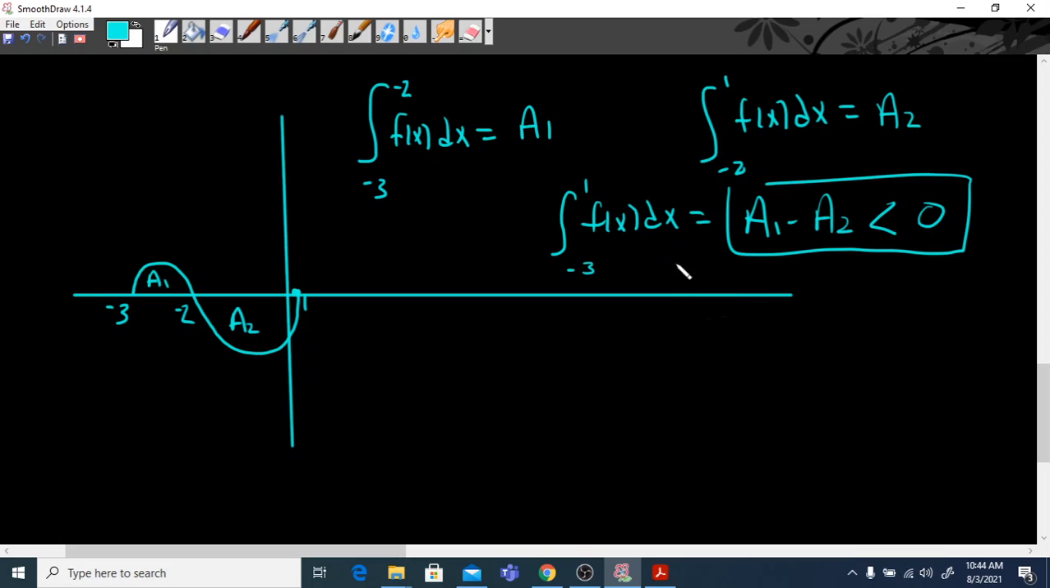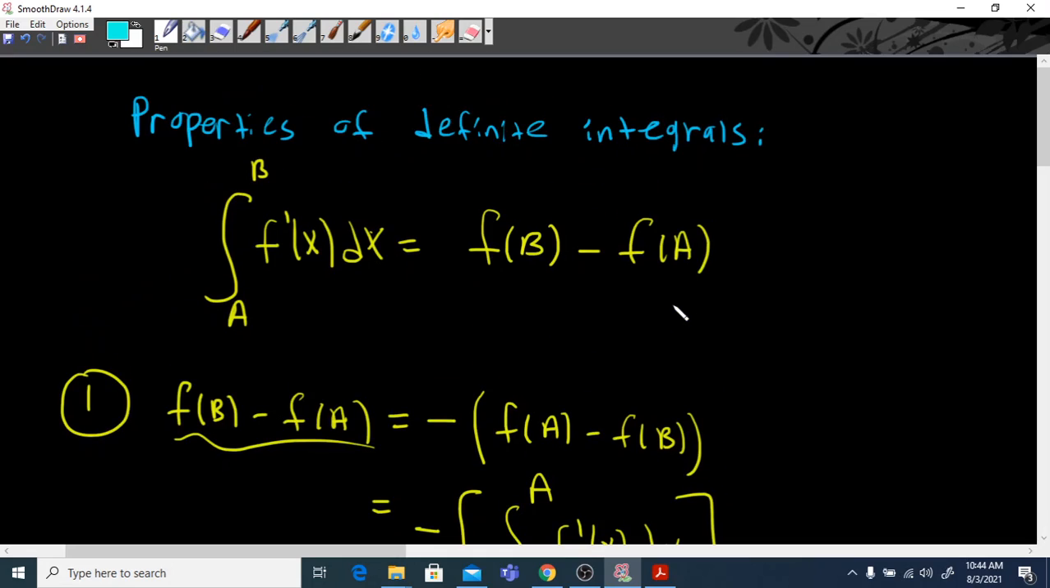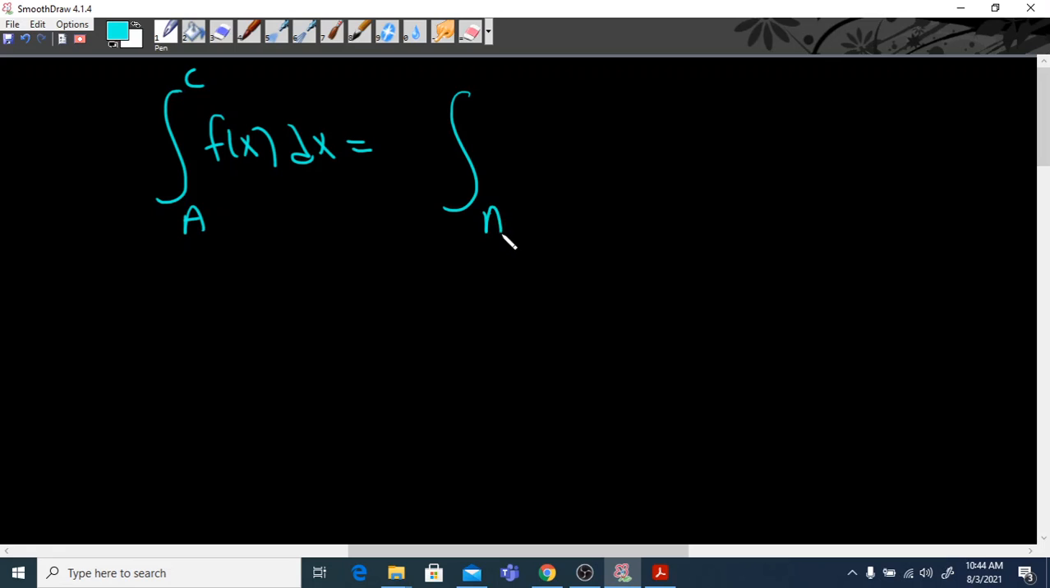And then there's one more really important property that we need to go over. Here it is. The integral from A to C is the same thing as the integral from A to B plus the integral from B to C.